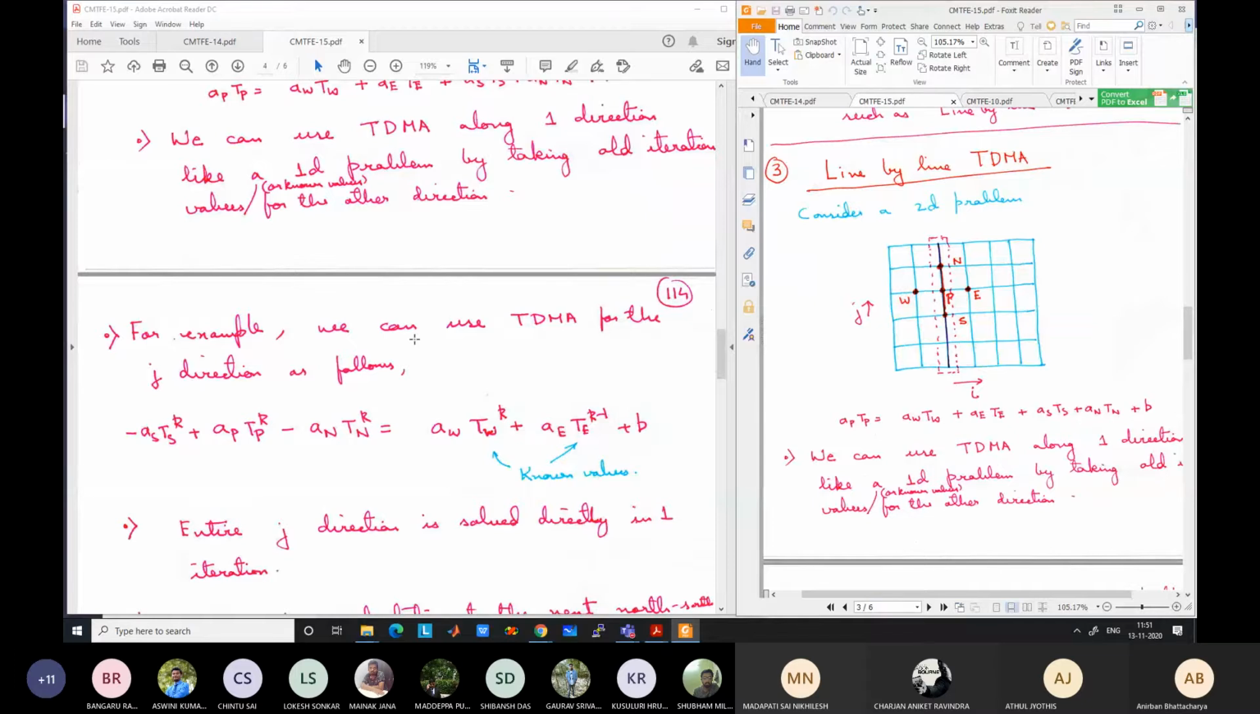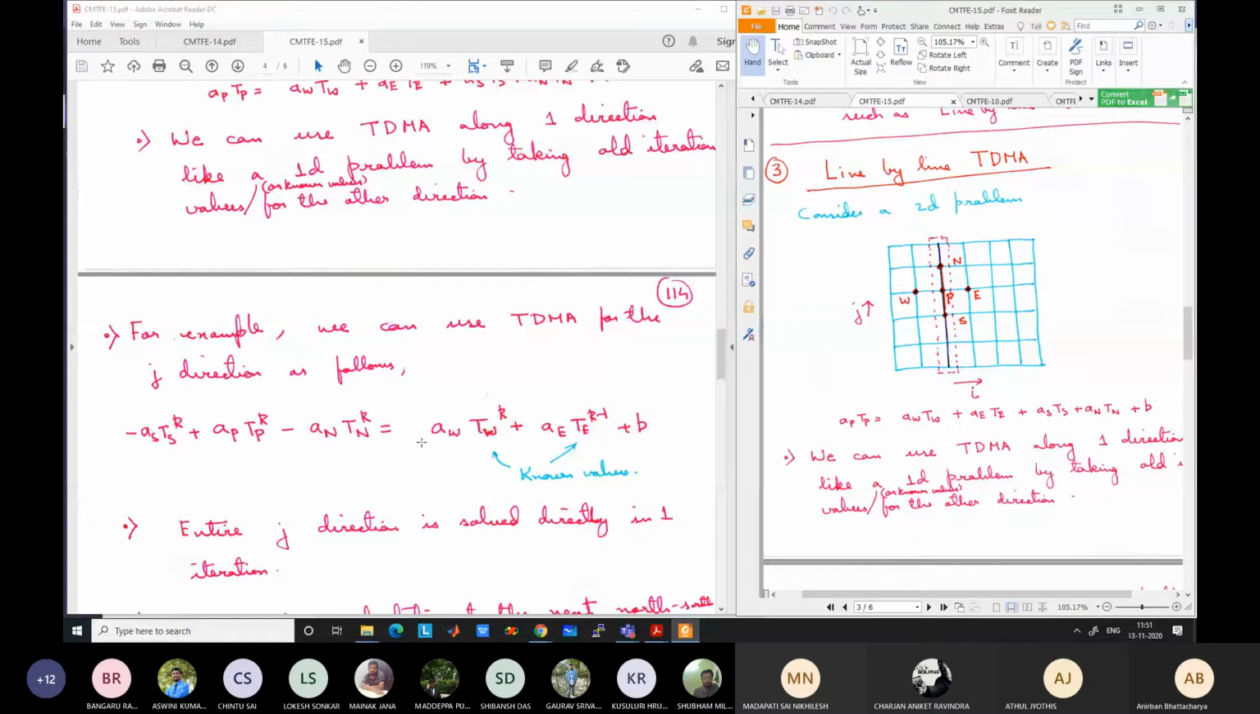For example, we can use TDMA for the J direction, which means for the Y direction, as follows. We take all the three unknowns on one side, minus ASTS for the kth iteration, which is unknown, obviously. The kth iteration has not been done here. APTP for the kth iteration, so again an unknown value. TP for the kth iteration is not known. Minus ANTN for the kth iteration, again it is unknown.